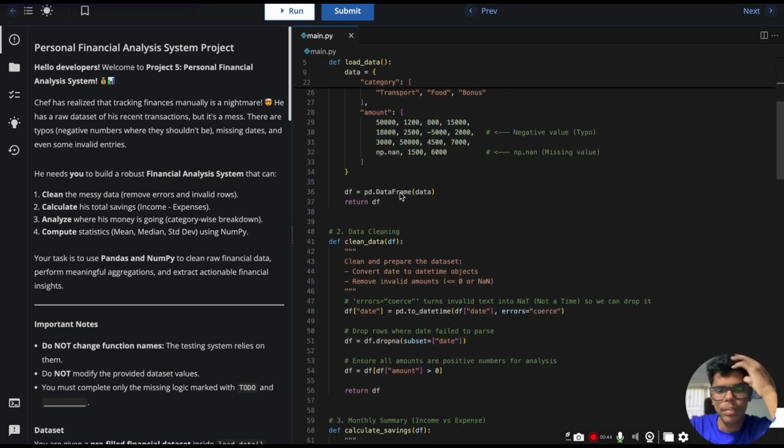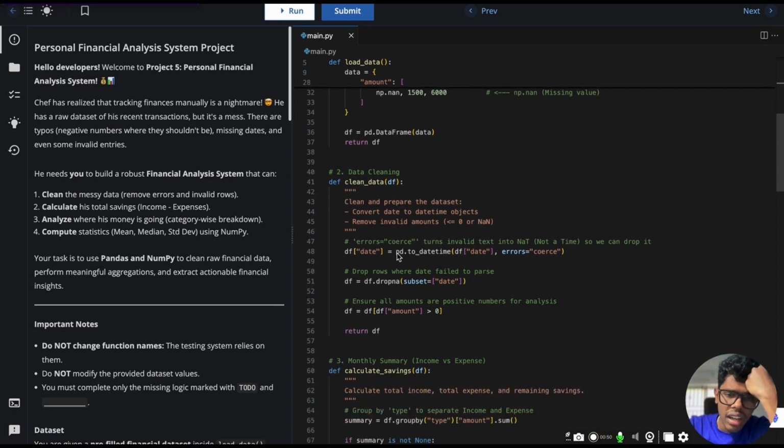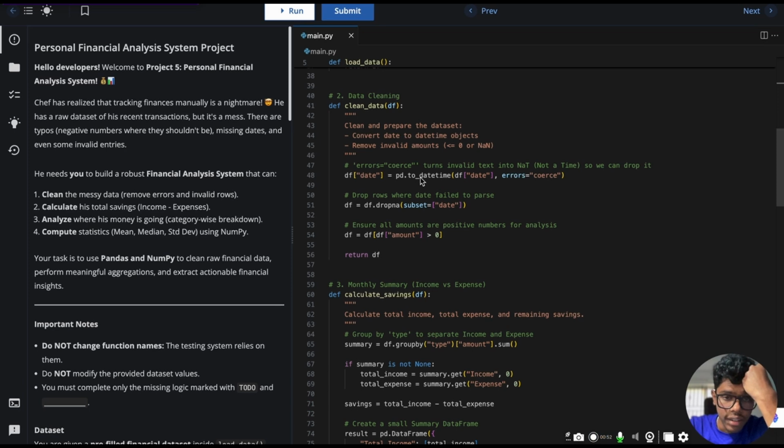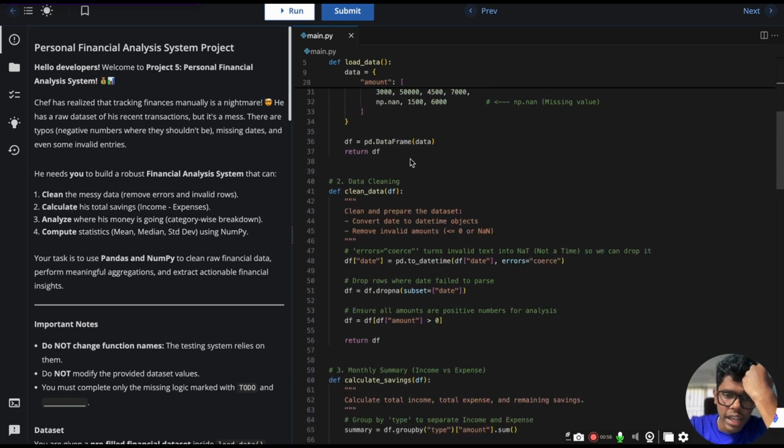Then we have the data frame, df equal to pd.DataFrame. And yeah, so then we have the data clean. So clean data, this function. The input is df, that is the data frame.